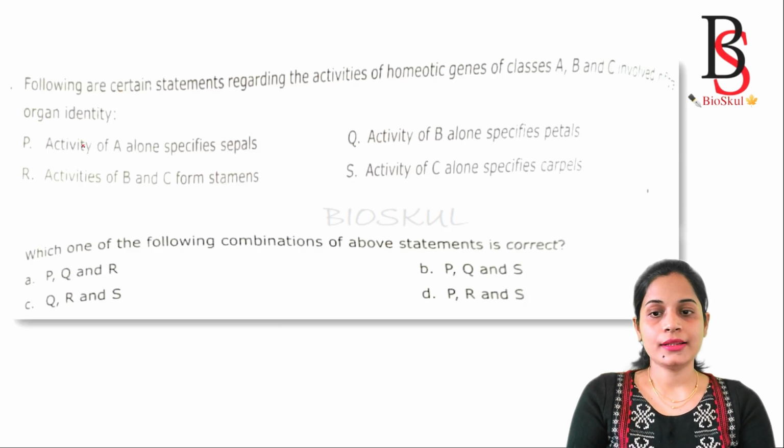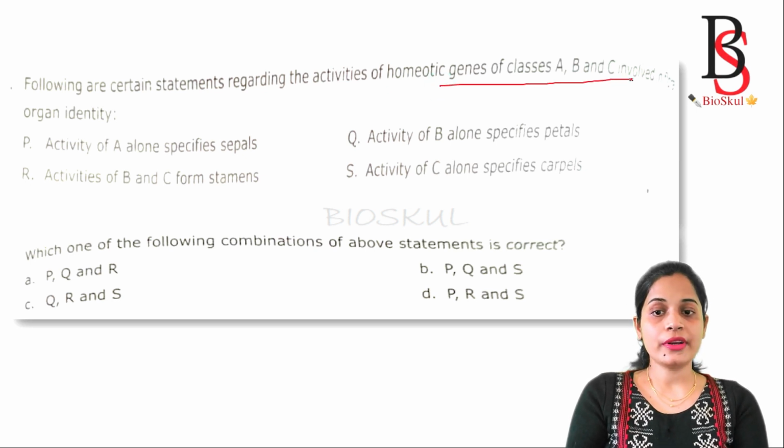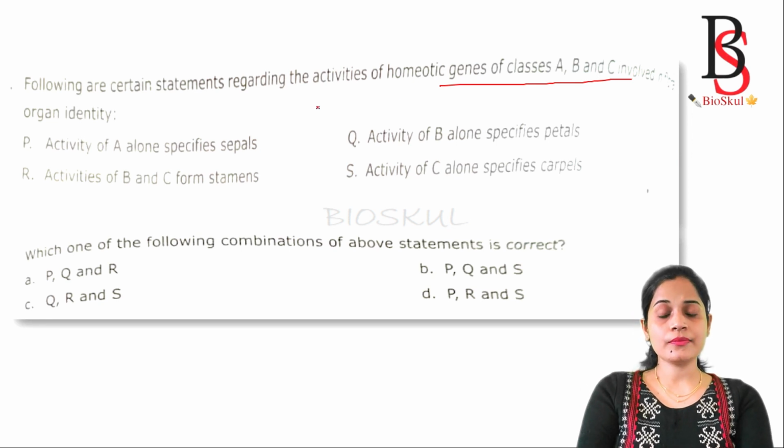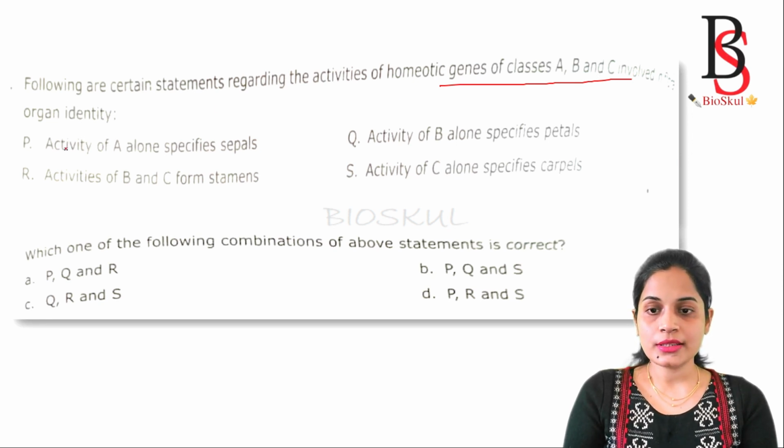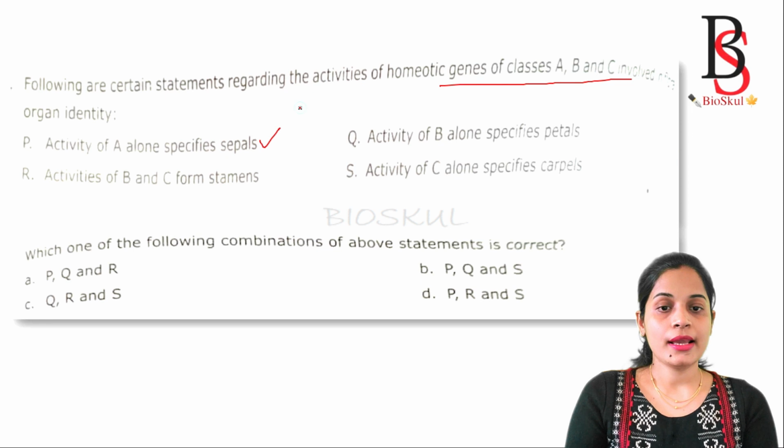Okay. And next question. Following are certain statements regarding activities of homeotic genes of class ABC involved in floral organ identity. Okay, let's see. So what are the statements? Activity of A alone specifies sepals. Yes, A specifies the sepals.